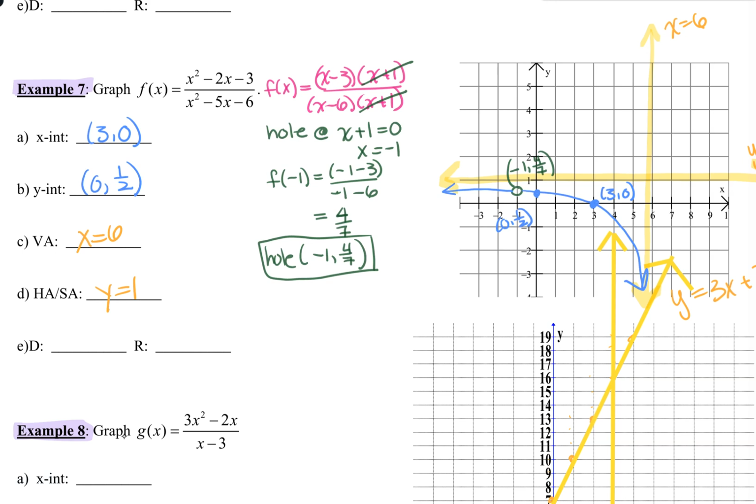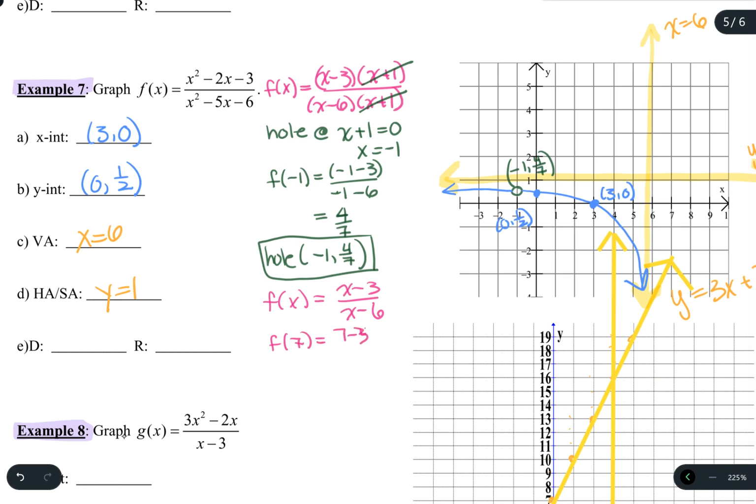If I plug in 7 and calculate, remember that what's remaining of your function after you simplified is simply x minus 3 over x minus 6. So f of 7 is 7 minus 3 over 7 minus 6, and that gives me 4. So I have 7, 4. If I plug in 8, f of 8 gives me 5 over 2, so 8, 5/2. Go ahead and plug in 9 and see what you get. When you plug in 9, you're going to get 9, 2. And so there is our second branch of our graph.